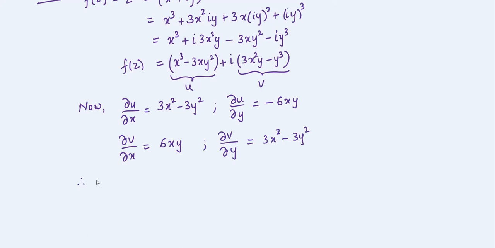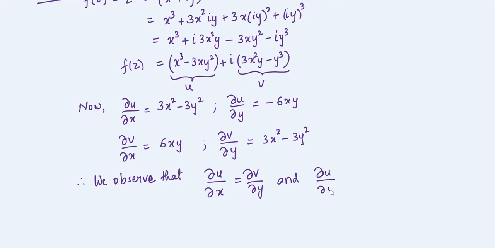So therefore, we observe that dou u by dou x is equal to dou v by dou y, and dou u by dou y is equal to minus dou v by dou x. See here, dou u by dou y is minus 6xy, dou v by dou x is plus 6xy. So you get a minus sign. But dou u by dou x is equal to dou v by dou y. We get the same. So the Cauchy-Riemann equations are satisfied.